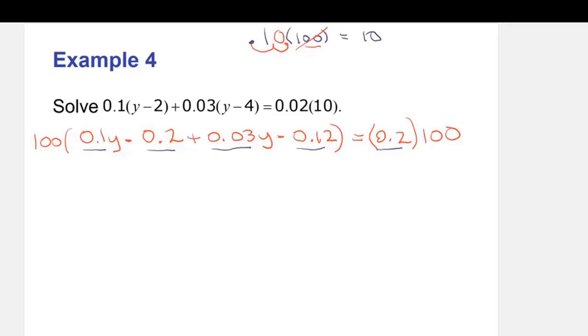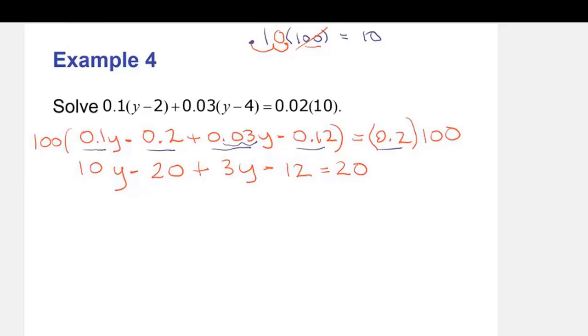And now, just like I showed you, 0.1 becomes 10y minus, and then I'm going to move this two decimal places to the right, so it gives me 20, plus, if I move this two decimal places to the right, I end up with 3y. And again, if I move that two decimal places to the right, I get 12. And that equals 0.2 times 100 is 20. And now I no longer have decimals.